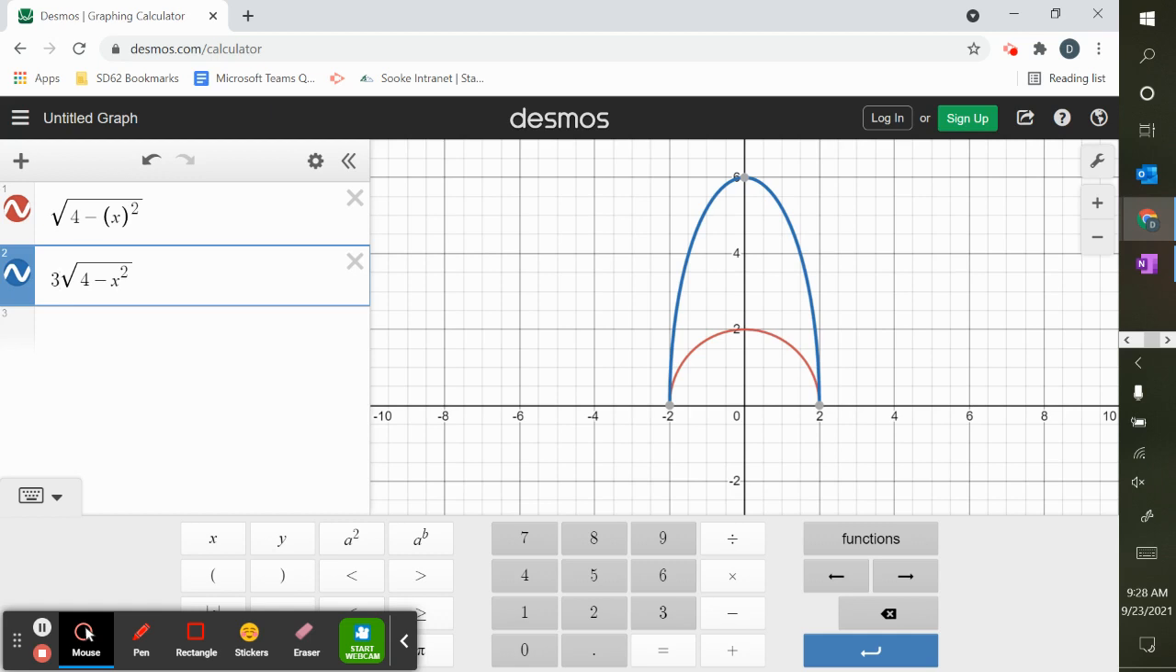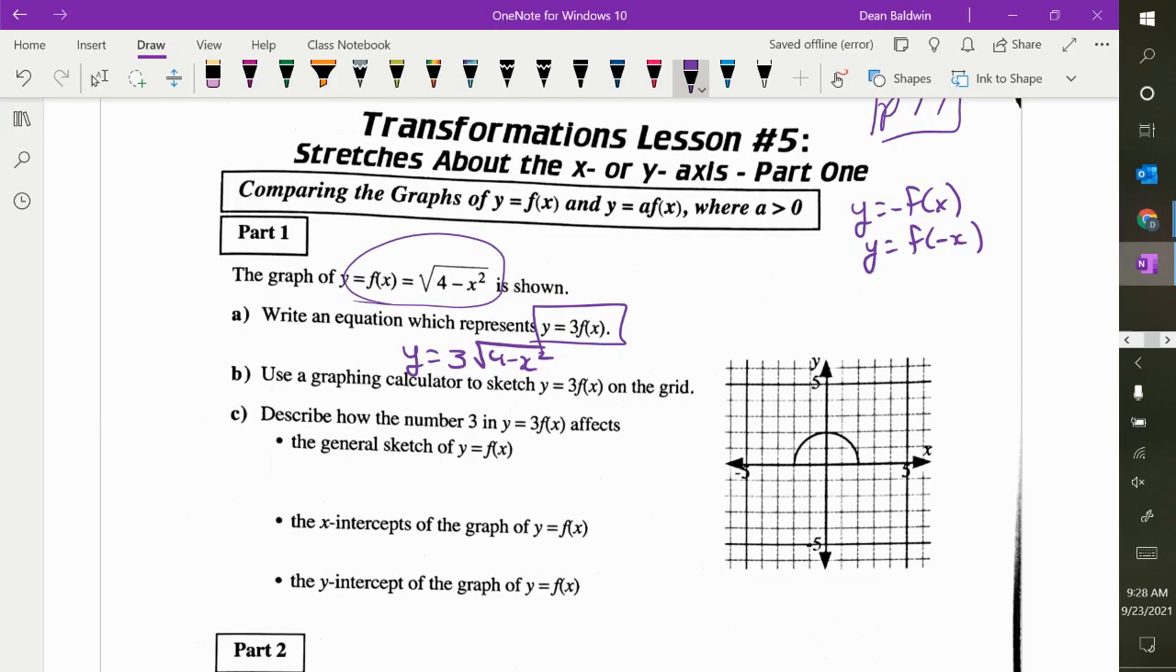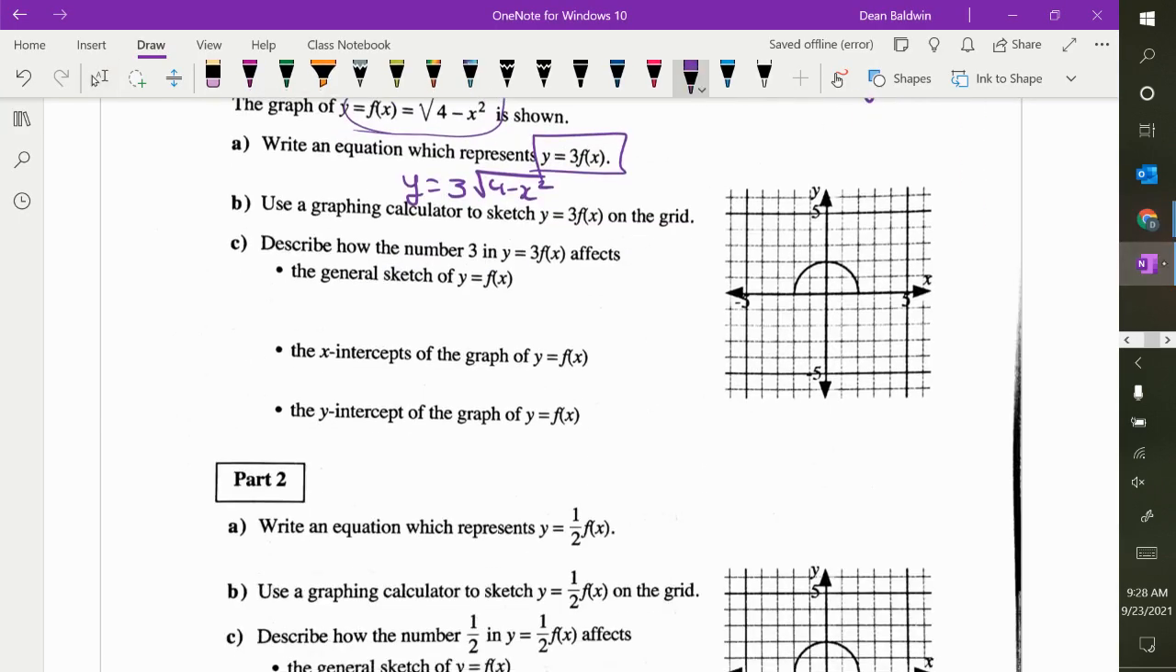All you're doing is changing the y values by whatever that number is. If it's a 3, you multiply by 3. Let me draw this quickly. It didn't change the x value or the x-intercepts. Why did it not change the x-intercepts? It only affects the y. The y value is 0 at the x-intercepts, right?